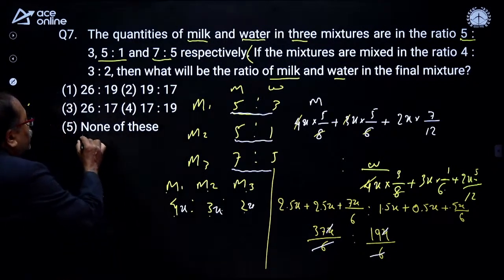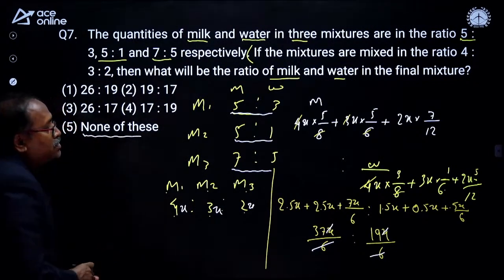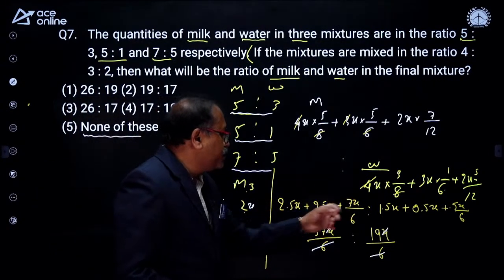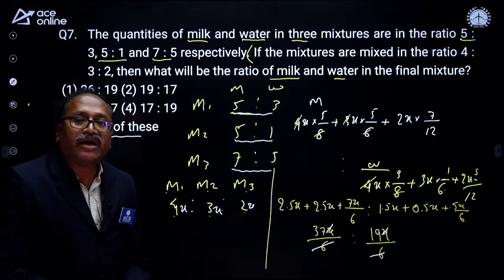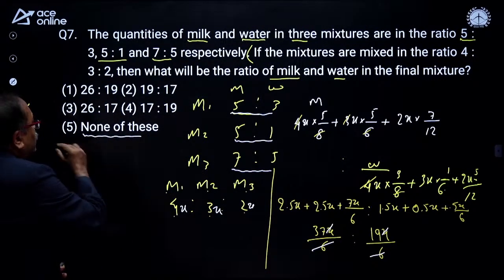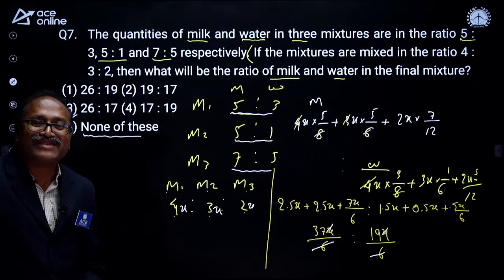So I should go for none of this. 19 is there, but here it is 5 into 6 is 30 plus 7, 37. So finally my answer should be 37:19. So my answer here is option 5, none of this.